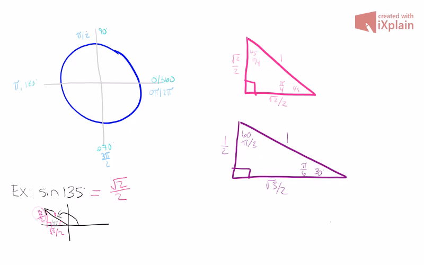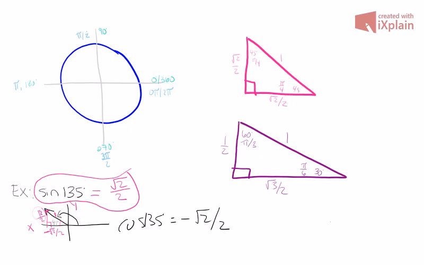Now the only other thing I have to think about is, is it positive or negative? That's where you have to remember that we are on the coordinate plane. We've got our x and our y axes. And I know that to get to quadrant 2, I need to go left and up. So that means my x value would be negative, but my y value, sine, would be positive. So if I had asked you for cosine of 135, that would equal negative root 2 over 2, because cosine is my adjacent, which is my x value right here.